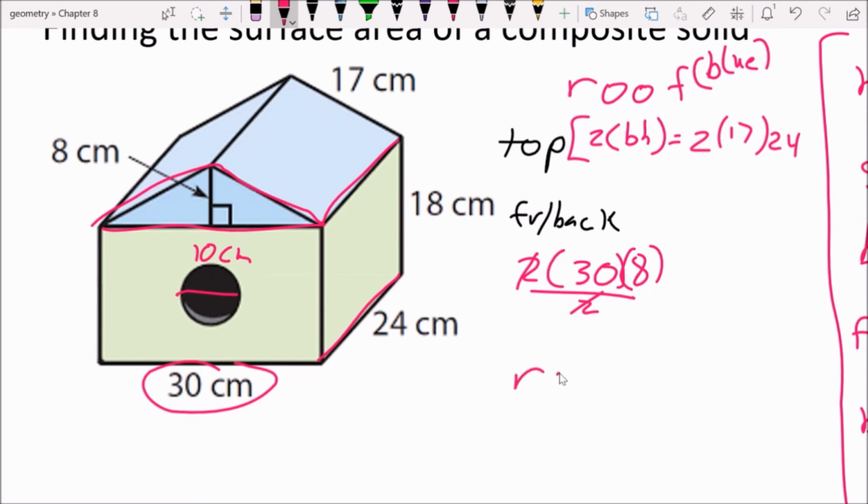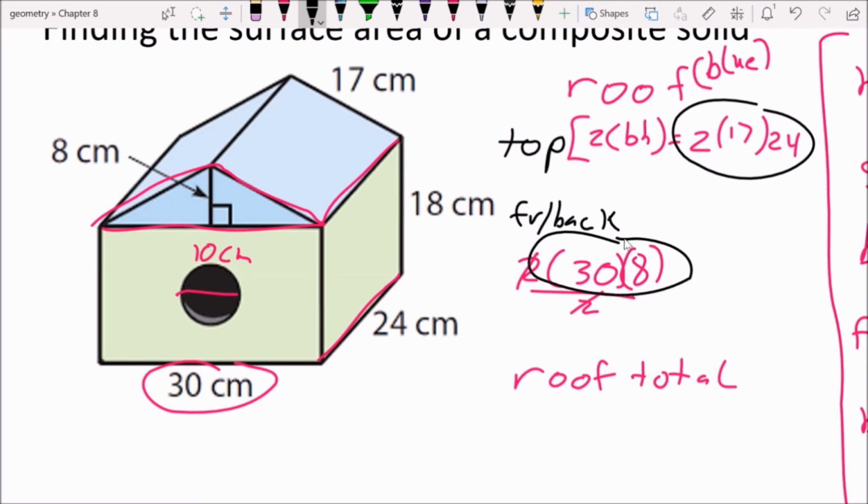So I'm going to call this roof total when I add these two together. So I'm about to do the calculation here and here, and I'm going to add them together all at once just so it's quick and easy. So let's type that in. 2 times 17 times 24. We're going to add that to the result of 30 times 8. And I got 1,056.